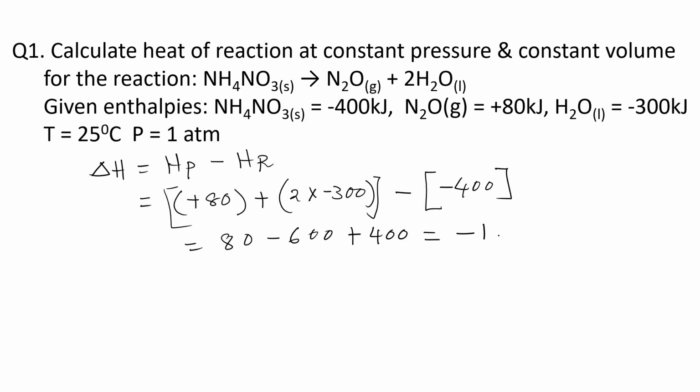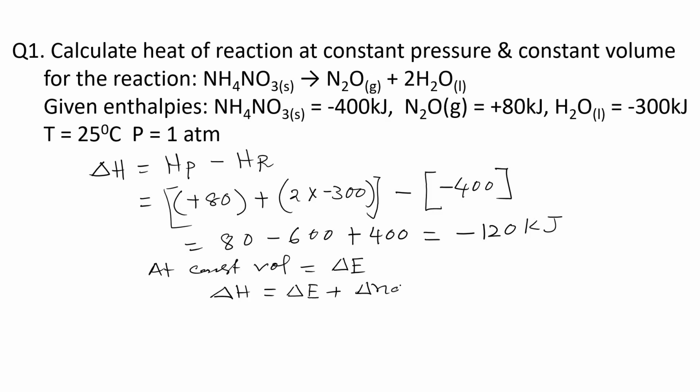So it is minus 120 kilojoules. This is at constant pressure. Now at constant volume, the heat of the reaction is equal to delta E, the change in internal energy. Now we know that delta H is equal to delta E plus delta Ng, the difference in the number of moles of the product and reactant, only gaseous reactants and products, then RT.